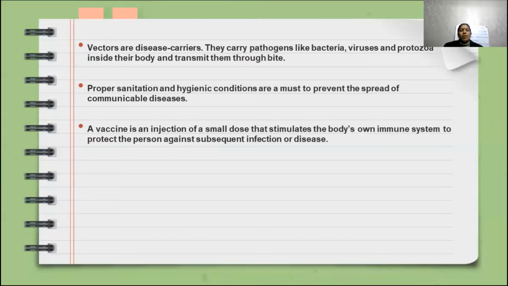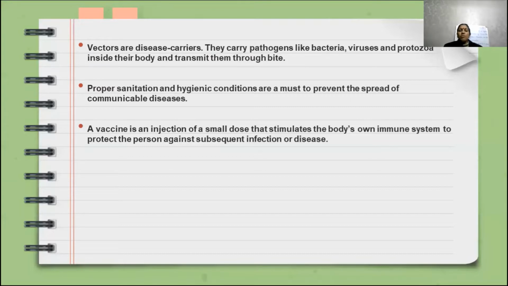The next topic is sanitization. Sanitization is also a related term, and proper sanitation and hygienic conditions are a must to prevent different kinds of communicable diseases. And how can we prevent these diseases? A vaccine is an injection that stimulates the body's immune system and protects the person against different kinds of infectious diseases.